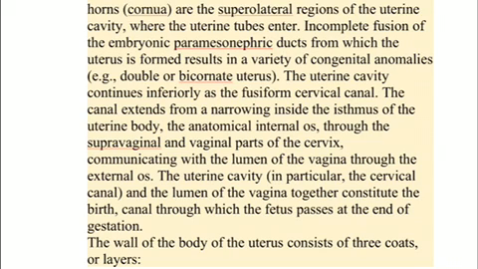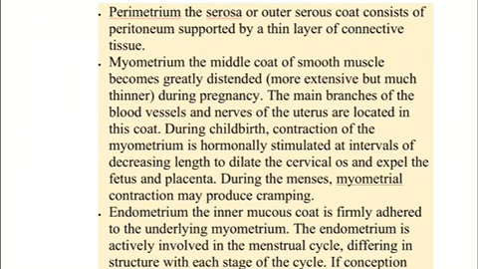The uterine cavity, especially the cervical canal and the lumen of the vagina, together make the birth canal through which the fetus passes at the end of gestation in the course of childbirth. The wall of the body of the uterus has 3 coats or layers. You have the perimetrium, which is the serosa or outer serous coat, which consists of peritoneum supported by a thin layer of connective tissue. Then you have the myometrium, the middle coat of smooth muscle.